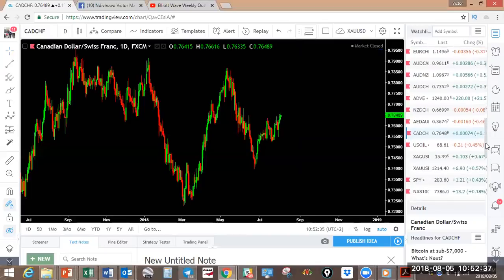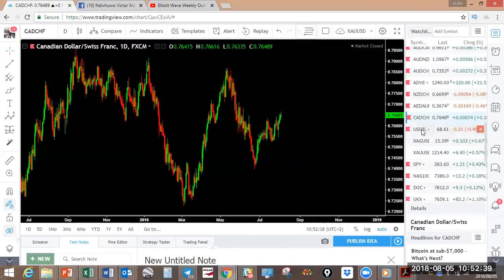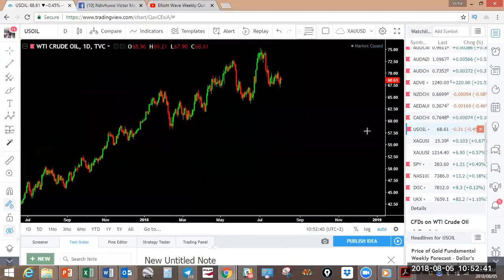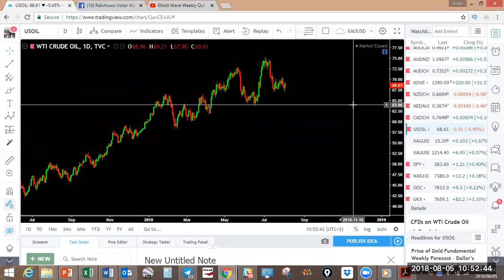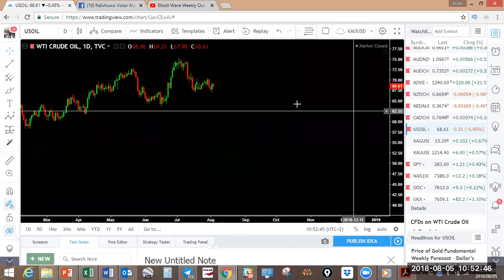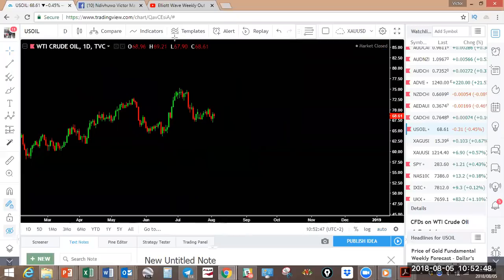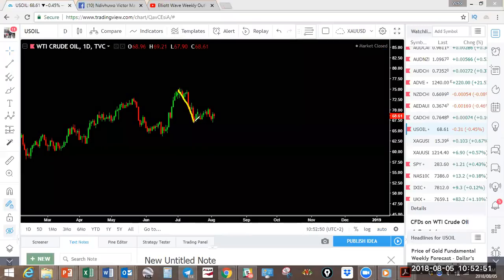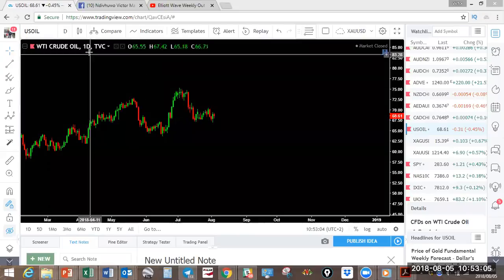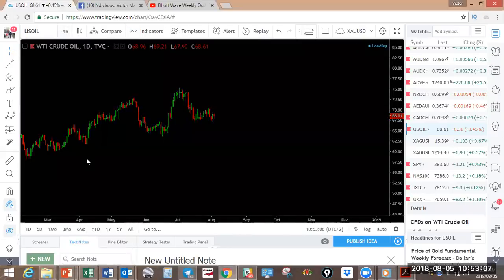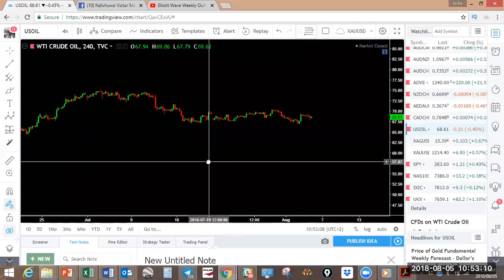So let's have a look at oil. Oil on the daily. So last week, we looked at this as a pulsing move, 1, 2, 3, 4, 5. Now this correction has completed. Now the question is whether this is all the correction and we're going to get another one like that, or whether this is going to give us, okay, let's go to the 4-hour. So we can see clearly.